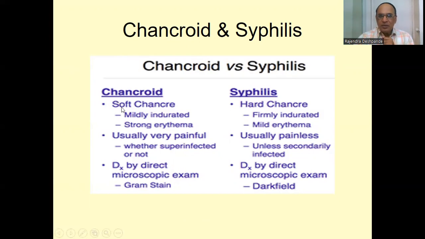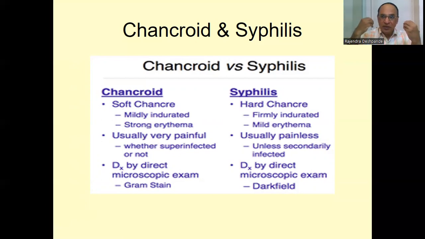Let us see the difference between chancroid and syphilis. In chancroid, a soft chancre is there. In syphilis, a hard chancre is there. A chancre is like an ulcer. The soft chancre is mildly indurated, but the induration is more firm in syphilis. There will be strong erythema in chancroid, but mild erythema in syphilis. Chancroid ulcers are very painful, whether superinfected or not. Whether there is superadded infection or not, that is not a problem; they are always painful. But in syphilis, usually the ulcer is painless.